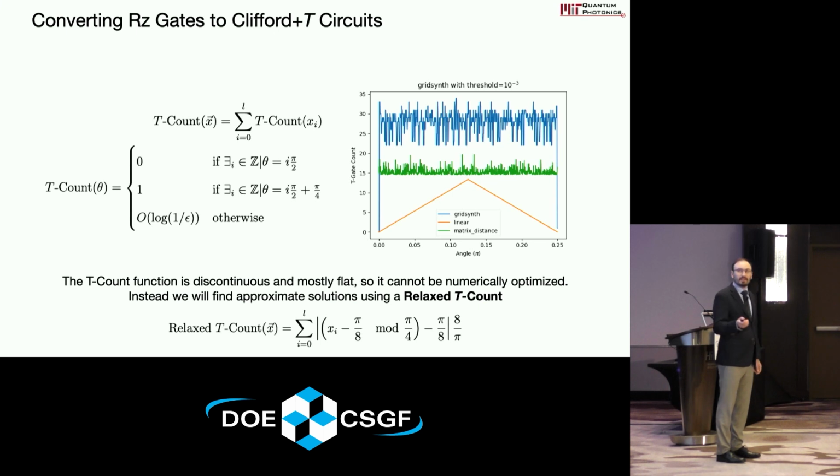So this is a function that is really flat with sharp discontinuities at the multiples of pi over 4. That's not really something we can give to a numerical optimizer. So instead, we define a relaxed T-count function, which is really a triangle wave with valleys at the locations where we would like to guide our parameters.